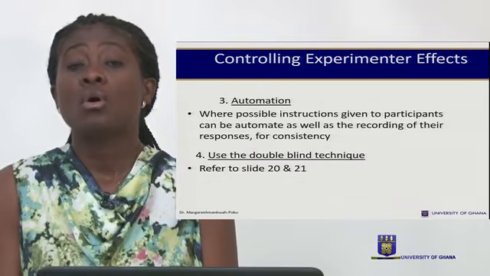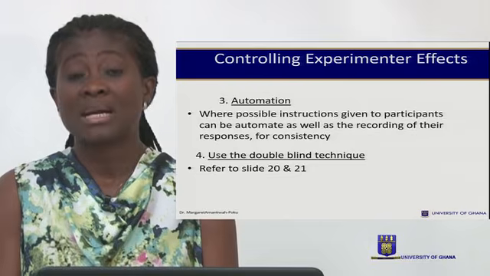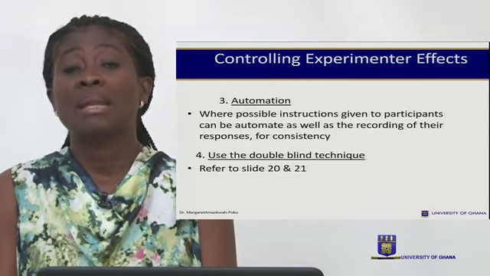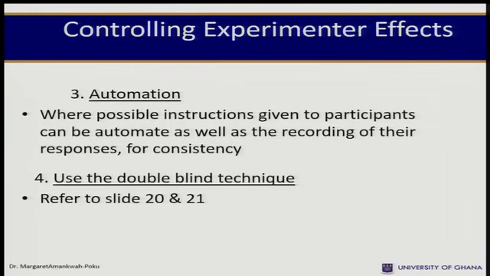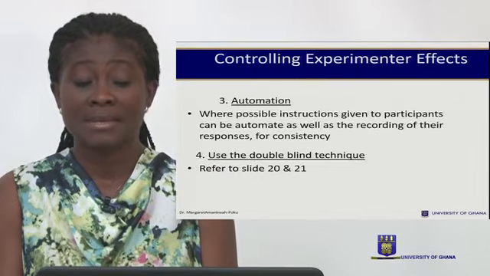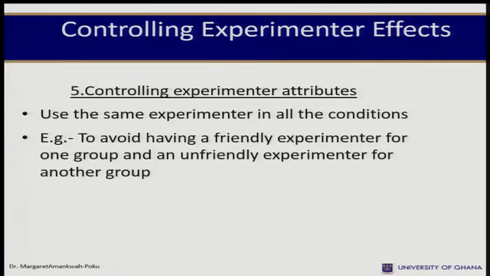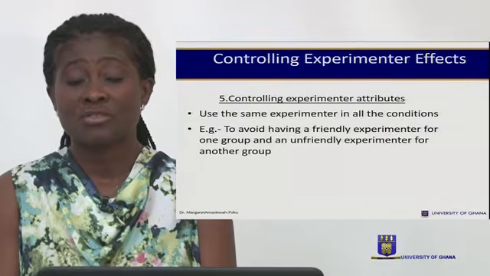You can also automate the recording of responses that participants make. And then finally, again, you can use the double-blind technique. And here I'll refer you to slides 20 and 21 of this session, where I have explained what the double-blind technique is. Finally, you can control experimental attributes by using the same experimenters in all the conditions. So you use the same experimenters for the experimental group and the control group, etc.